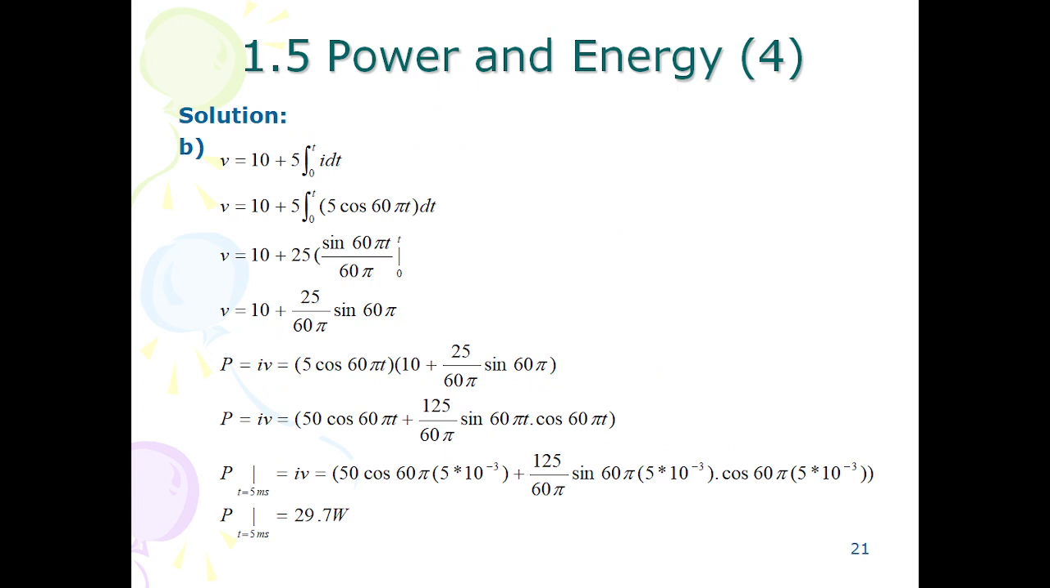In part 2, first we have to solve for the value of voltage. We substitute the value of current in the given expression. We find the integral, and then substitute the upper limit and lower limit. Then we multiply current with voltage, and then we put the value of t, 5 millisecond, and the answer is 29.7 watt.